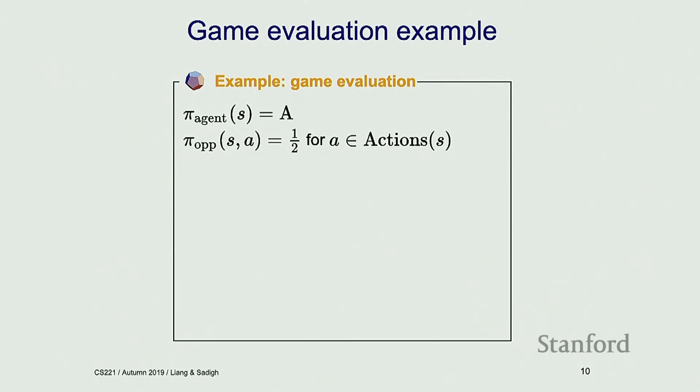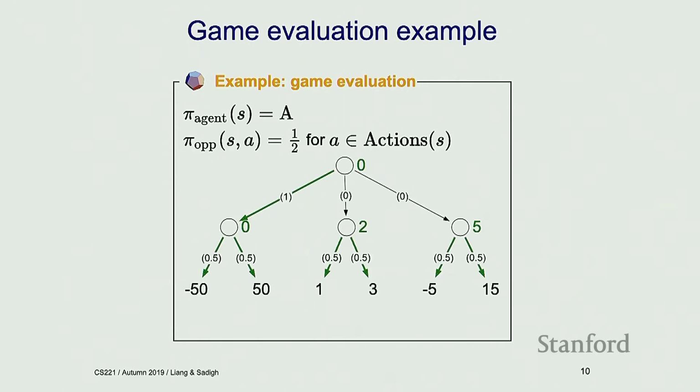Someone comes in and tells me that my agent is going to pick bucket A. That is what my agent is going to do all the time. And someone says my opponent is going to act stochastically, and with probability 1/2, give me one of those numbers. So these are the two policies. How good is this? Going back to the game tree, my agent is going to pick bucket A, so with probability 1 we end up here, and with probability 0 in any of the other buckets. Then my opponent is going to stochastically pick either -50 or 50.